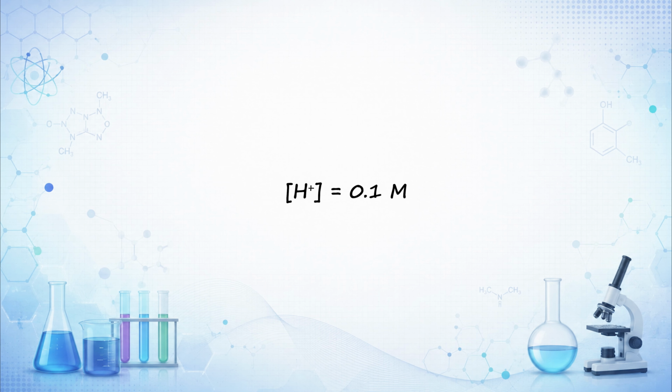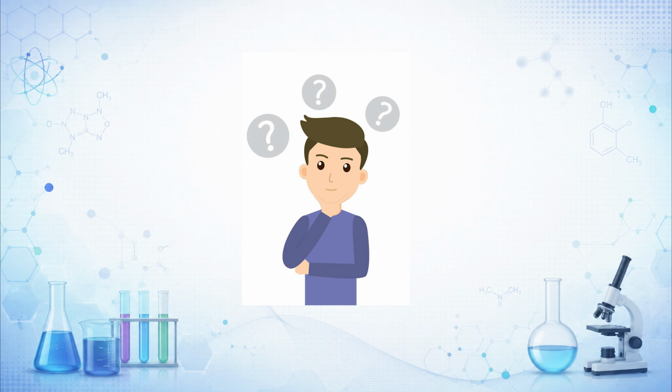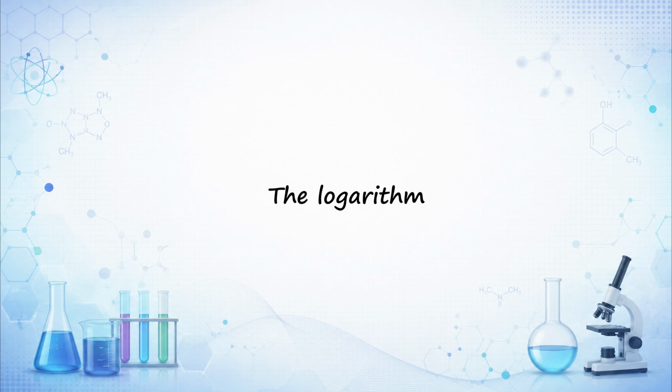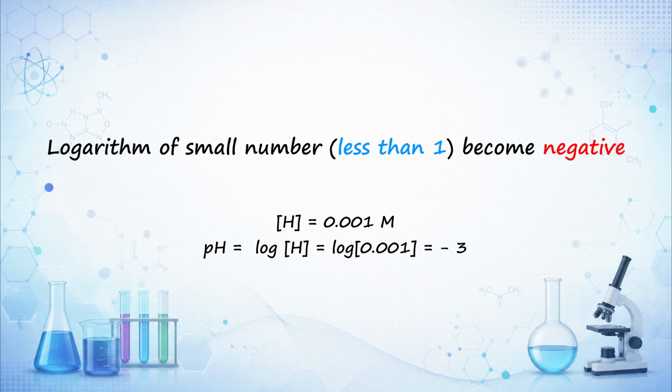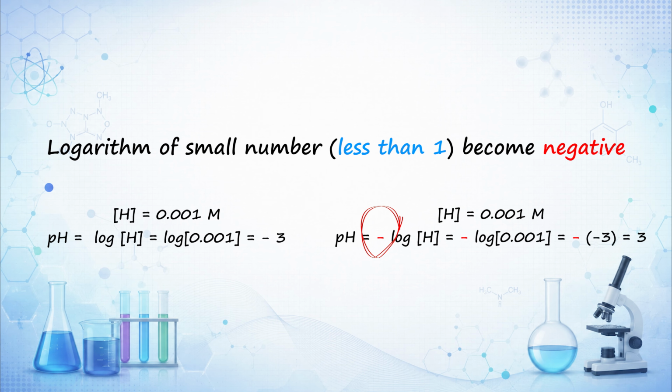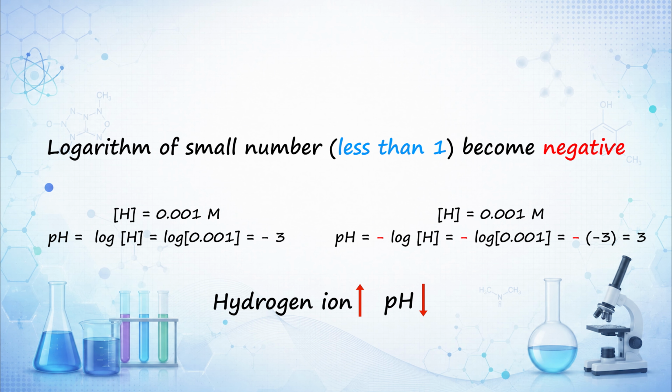Hydrogen ion concentrations become insanely tiny, sometimes 0.1 molar, sometimes 0.0000001. Working with these numbers becomes very messy, so scientists invented a shortcut, the logarithm. But logarithms of small numbers become negative. Scientists didn't want pH values to be negative all the time, so they added another negative sign. That's why higher hydrogen concentration creates lower pH.